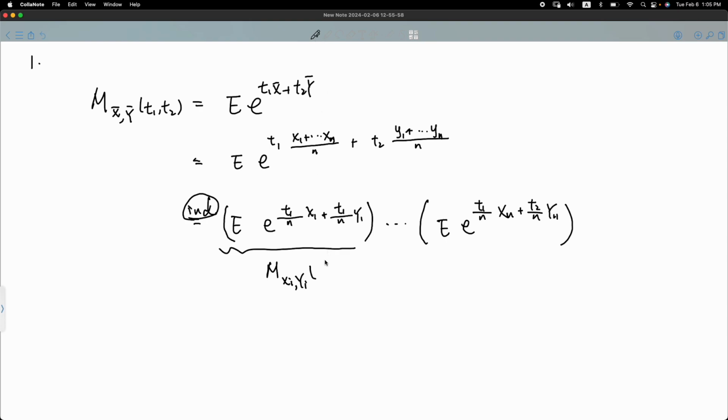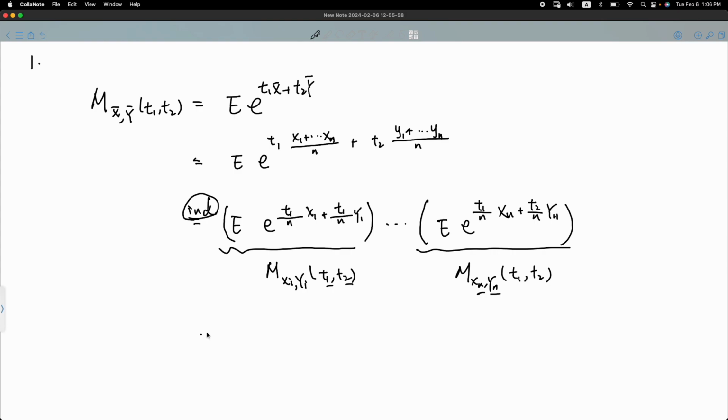Any questions so far? The t index 1 and 2 is shared across all the random variables, but the random variable is indexed from 1 to n. Each of them is essentially the moment generating function for their index for x and y, but with the same input to the function, t1 and t2.